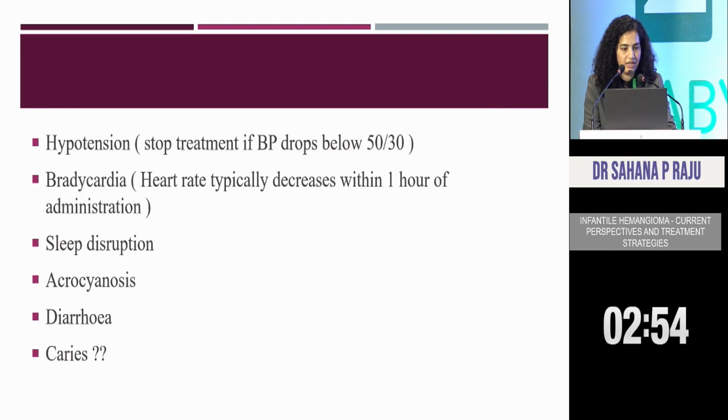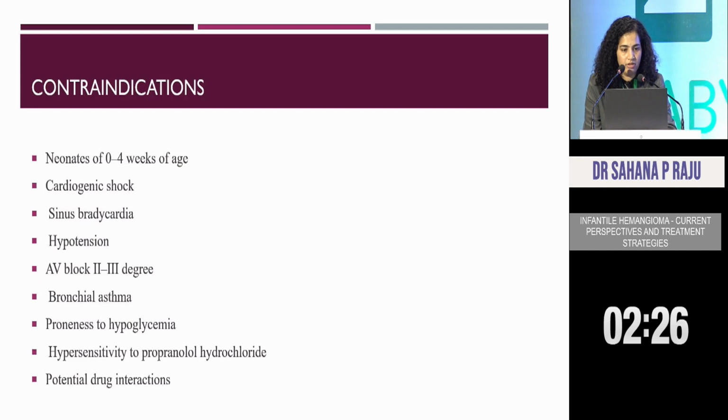The other complications are hypotension and bradycardia. Again, bradycardia is very important to monitor because the heart rate varies with age. In infants, the normal heart rate itself is 120 to 140, so we look for bradycardia for age. And I also palpate both the femoral pulses because it's contraindicated in coarctation of aorta. Sleep disruption, diarrhea, acrocyanosis, caries, these are all side effects of oral propranolol. The contraindications, like I said, are any underlying heart condition or any underlying respiratory condition. Otherwise, neonates 0 to 4 weeks of age, hypersensitivity and drug interactions.